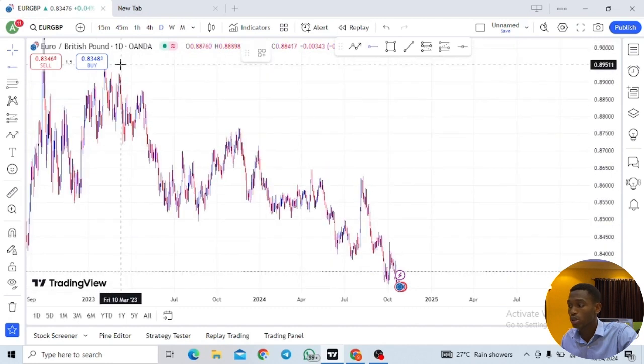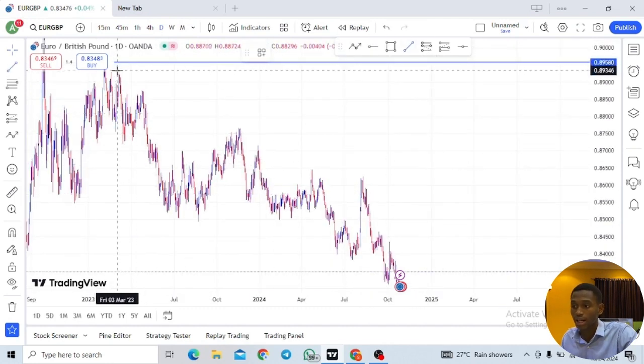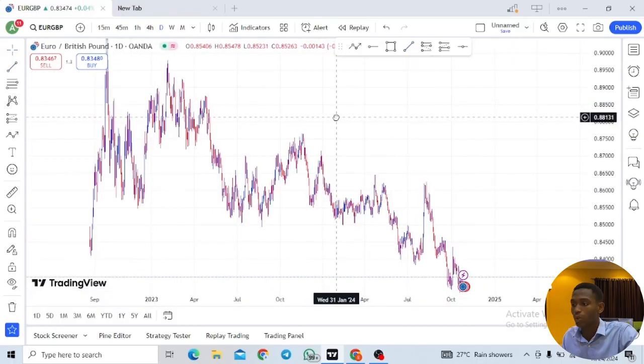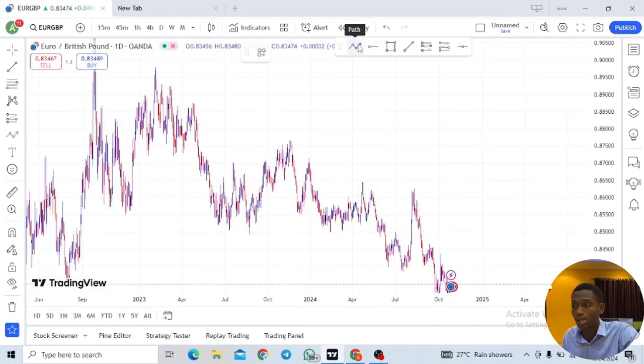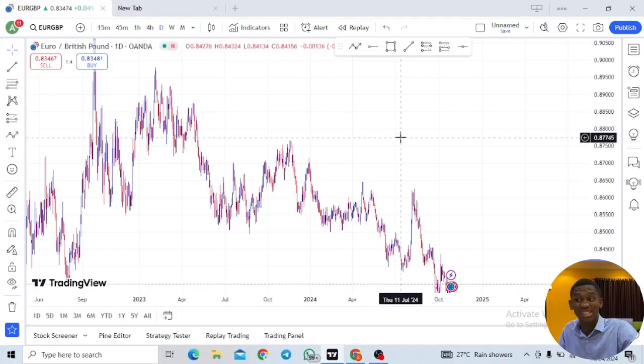Then we now come to the daily. I think the daily speaks the most. Now, from the daily, it is clear that it is on a downtrend. We can see the market is making lower lows and lower highs. We are going to be looking for selling opportunities in this market, because it is on a downtrend. We're not going to be looking for buying opportunities, but rather selling opportunities.